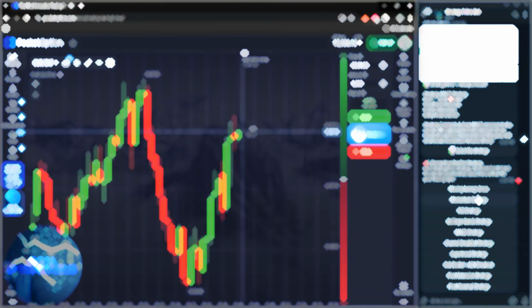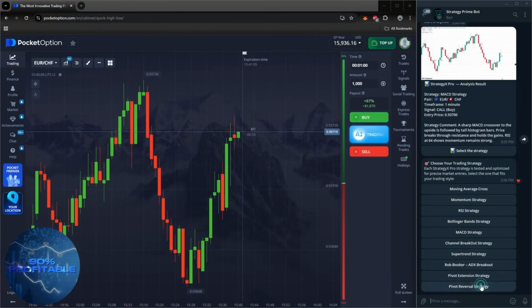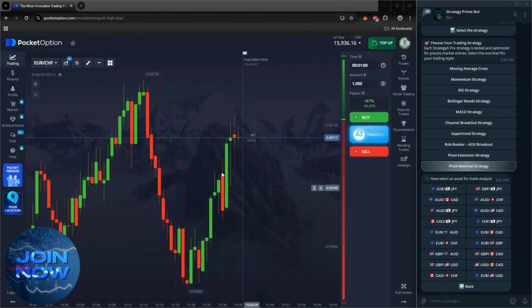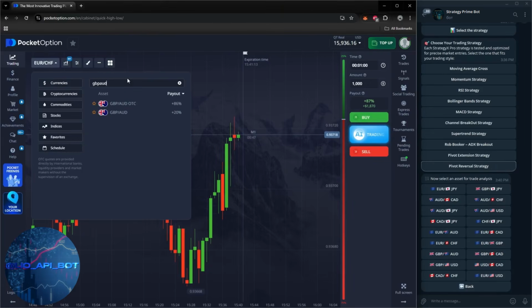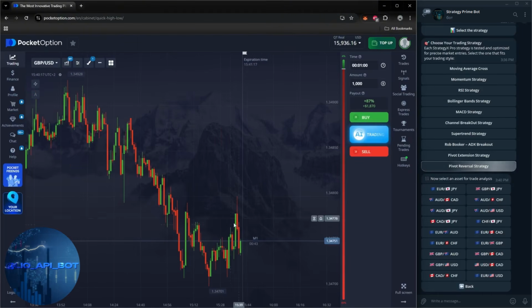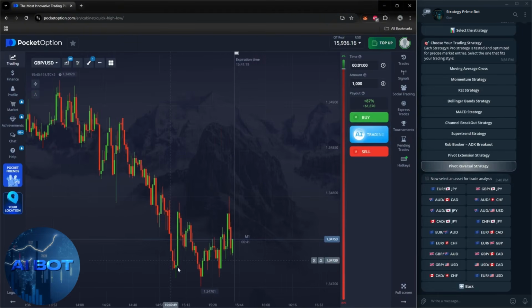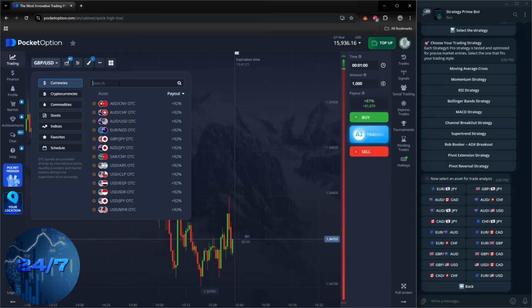All right, let's select a more complex strategy. Now let's go for pivot reversal strategy, and the next step is to find an asset you want to trade on. We were at Euro Swiss franc, so let's go down the line, and Great Britain United States dollar, and there it is, 87%. However, the chart is a bit choppy in this area, so I want to find a more stable situation, and let's go through these.